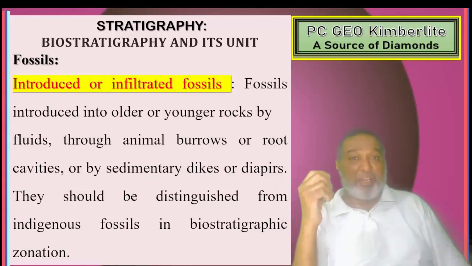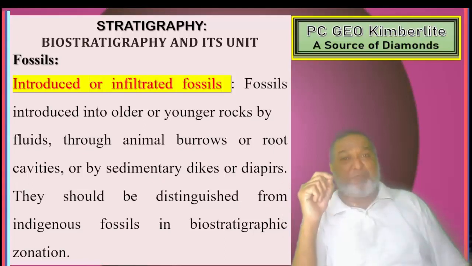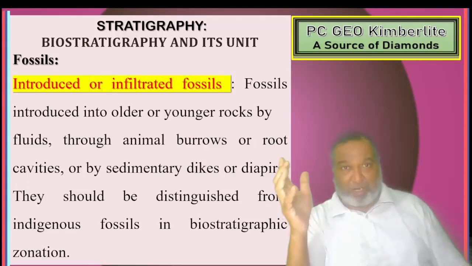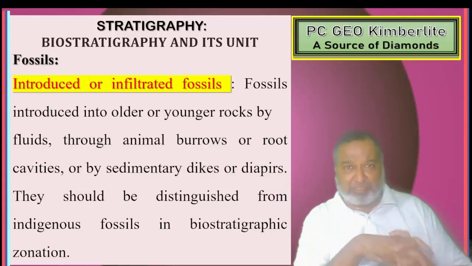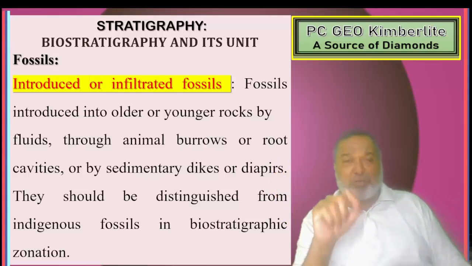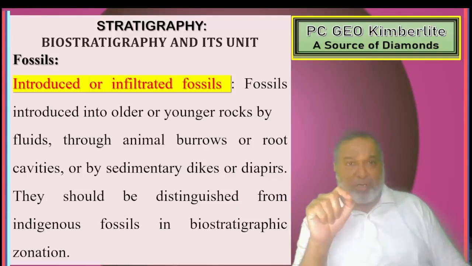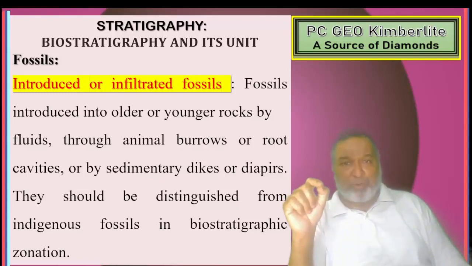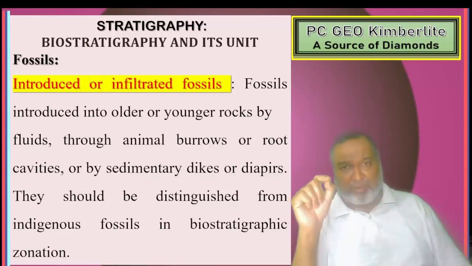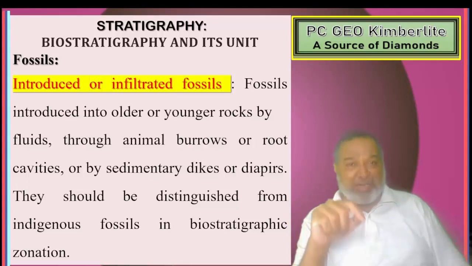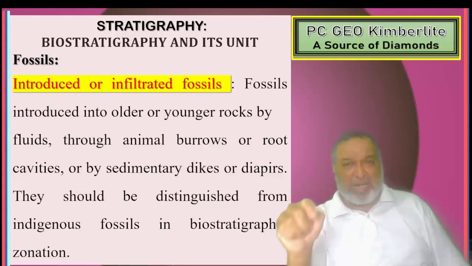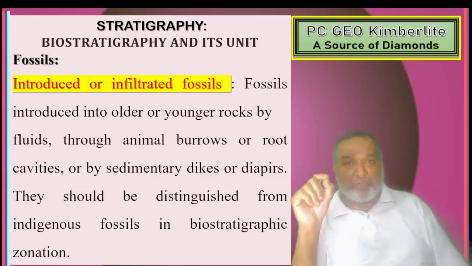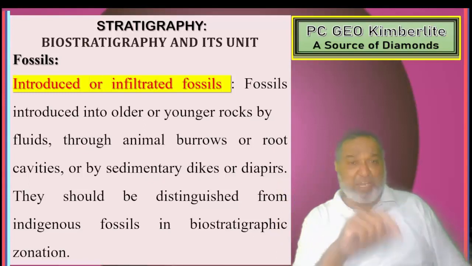The next one, introduced or infiltrated fossils. What are the infiltrated fossils? The fossils introduced into the older or younger rock by fluids through animal burrows or root cavities or by sedimentary dikes or dippers. They should be distinguished from indigenous fossils in biostratigraphic zonation.